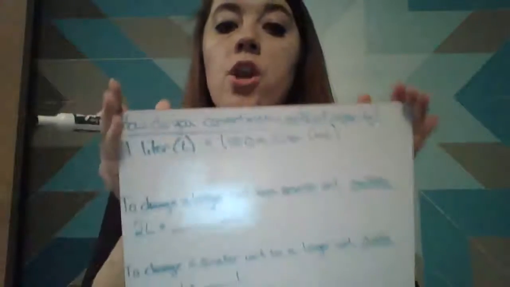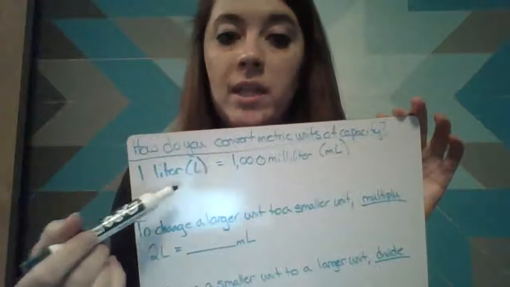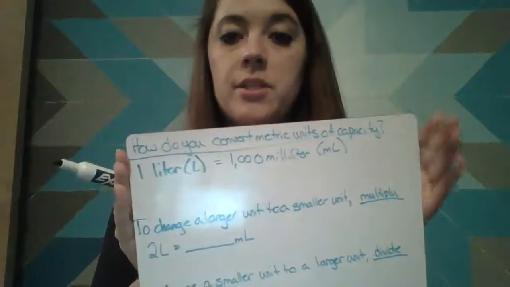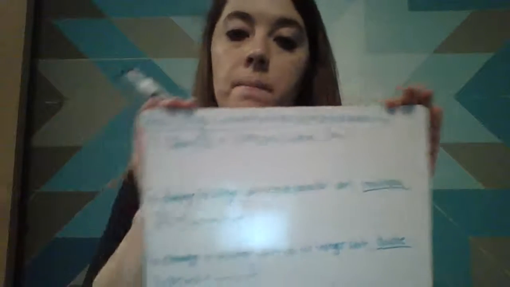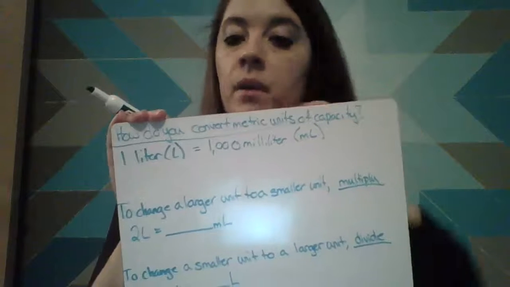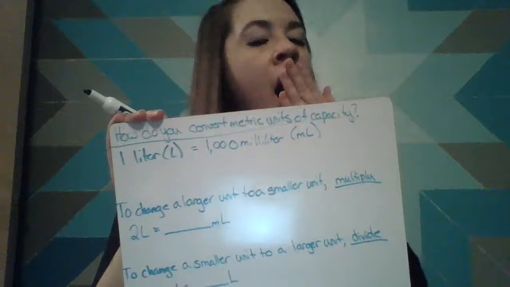Our next one is capacity. Just like with our customary, we went from length to capacity. Notice we only have one conversion: 1 liter equals 1,000 milliliters. So you only have to worry about one relationship here. But this is our metric units of capacity.